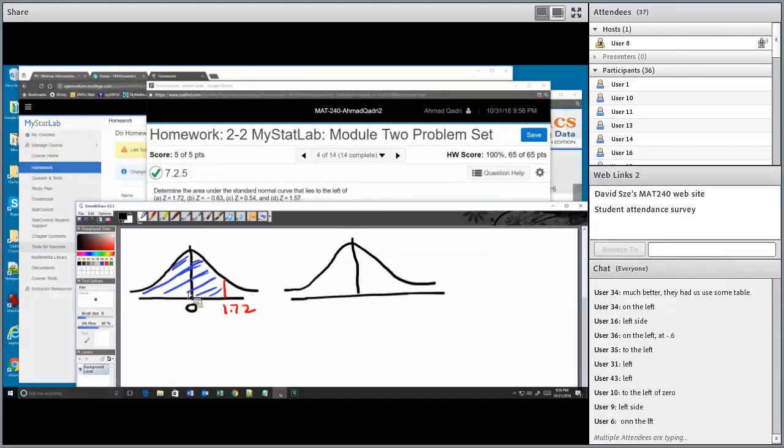Let me use the same color so that you don't get confused. Area to the left of z minus 0.63 to the left. So which area? Is it this area? No, it's this area. Yes, very good. Okay, so now you know how the drawing looks.